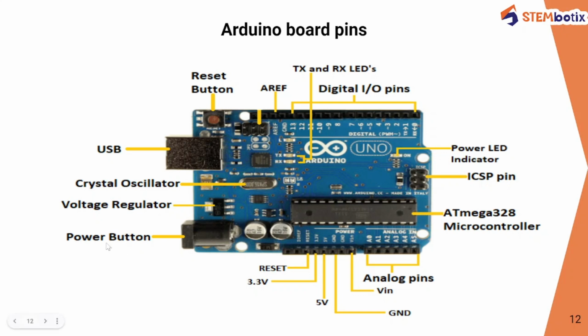Here we can see the power button. This button is used to provide power, or voltage, to the microcontroller. Again, we can see a voltage regulator. This voltage regulator is basically a device that regulates the voltage and gives output as per the requirement of the microcontroller.